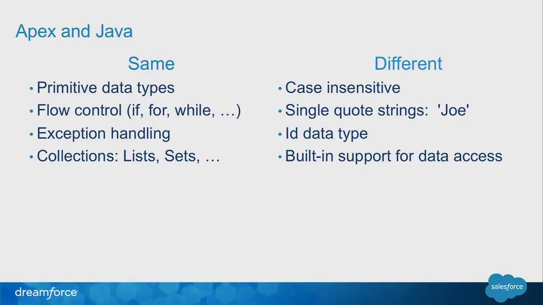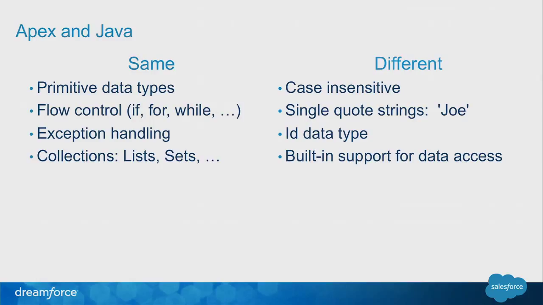It uses single quote strings instead of double quotes. So you'll do, for example, 'Joe' here. That's how you would do a string literal. If you're like me and you switch back between Java and Apex, that can get a little confusing because you get used to using single quotes for a character literal and double quotes for strings. So that can be fun.